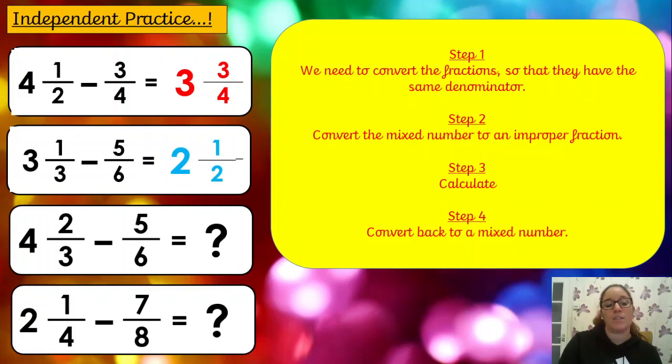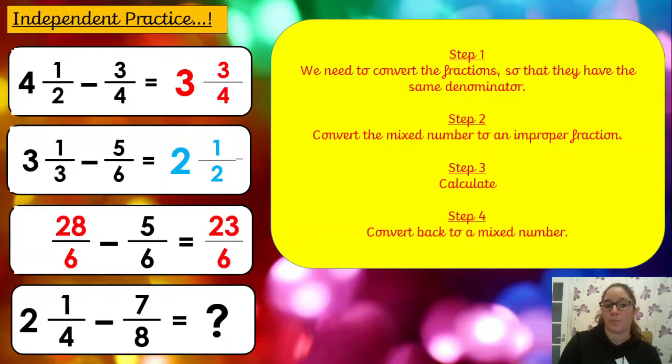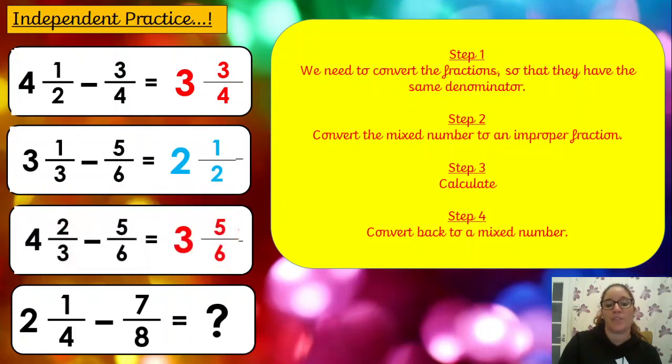So we know 3 times 2 is 6, 2 times 2 is 4, 4 4/6, take away 5/6. Still can't do it because we've got a mixed number. So let's convert this to an improper fraction. 6 times 4 is 24, plus this 4 here, don't leave him out, it's 28. Take away 5/6, okay, is 23, because 28 take away 5 is 23. 23 divided by 6, so how many groups of 6 are in 23? It's 3 and 5/6.